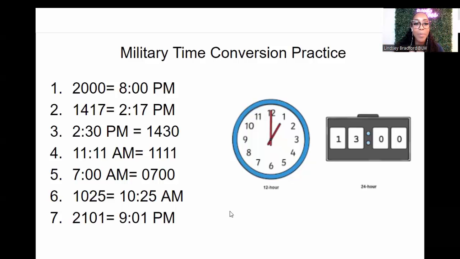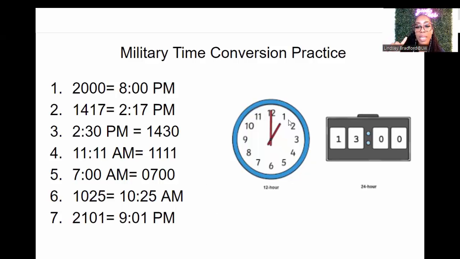So anyway, number one says 2000, or 2000, right? I think 2000 sounds better. But normally when we're looking at this, we would say 2100, 2200, 2300. So we're going to say 2000. That's fine. And when we think about our clock, and I have a clock here.